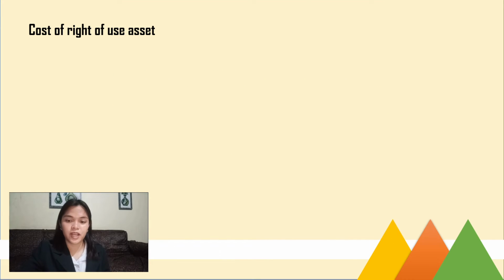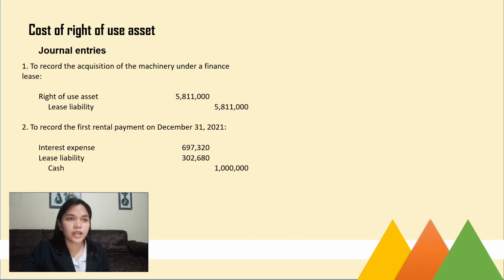So, here are the journal entries. First, to record the acquisition of the machinery under a finance lease. So, ito yung kinompute natin kanina. We debit right-of-use asset amounting to 5,811,000 and we credit lease liability amounting to 5,811,000.